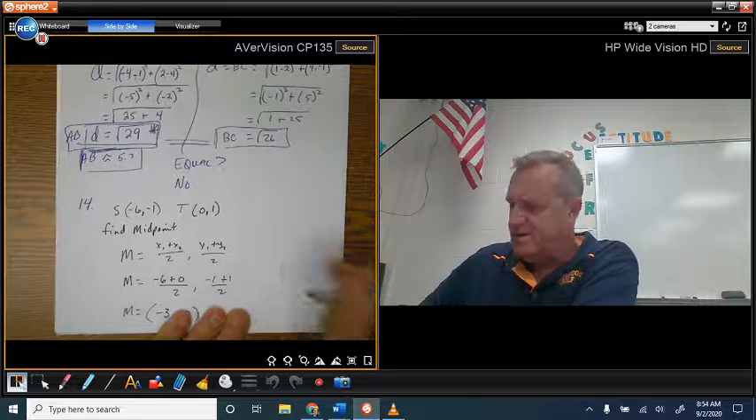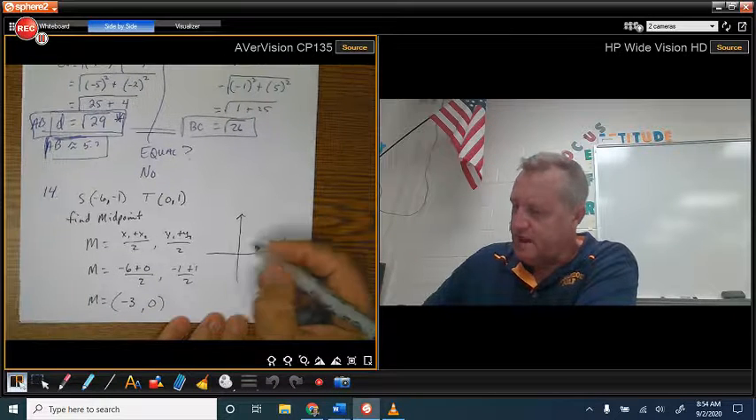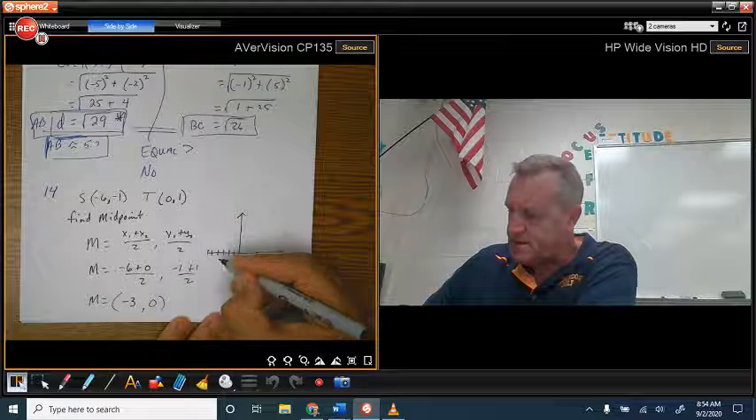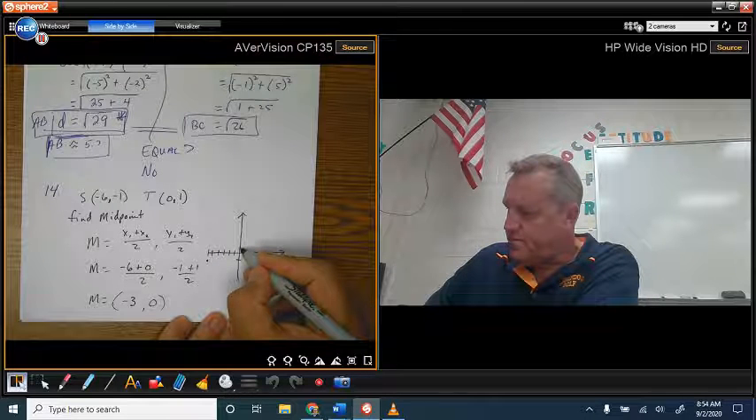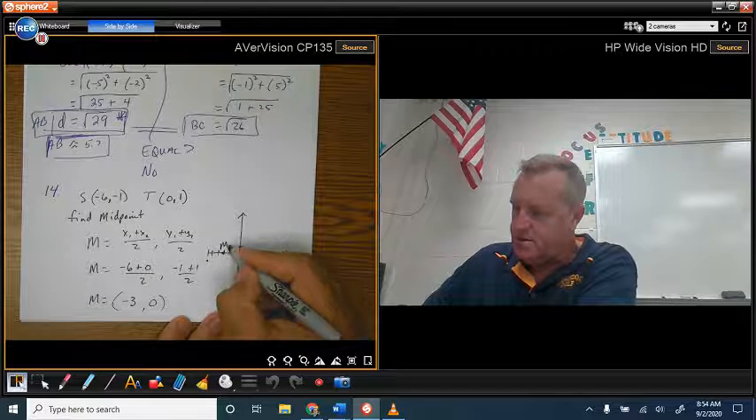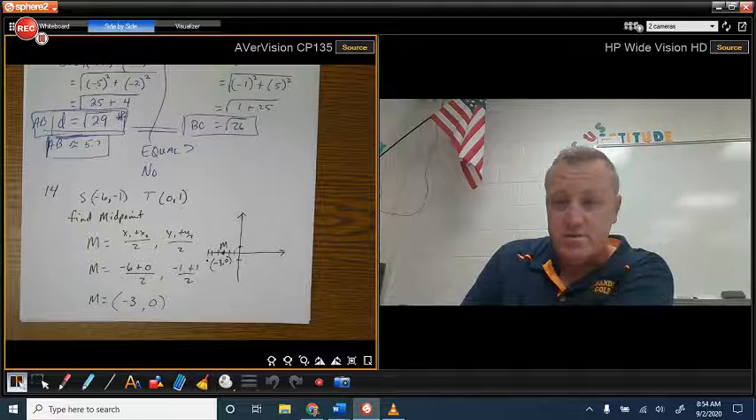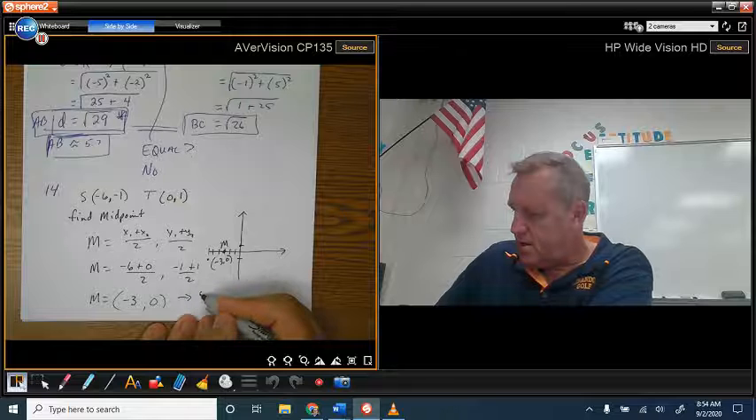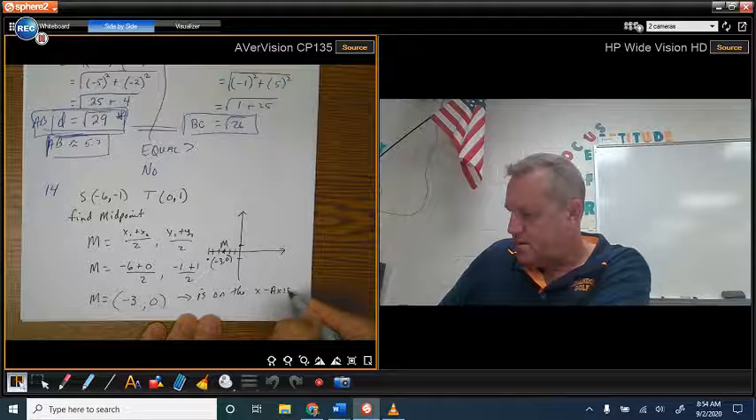Where is that? Well, if I were to graph this just so that I get a view of it, -6, -1, that's there. And then 0, 1, that would be here. And so where's the midpoint? (-3, 0). All right, what's the question? Show that each statement is true. Well, I think we've shown it, that this is on the x-axis.